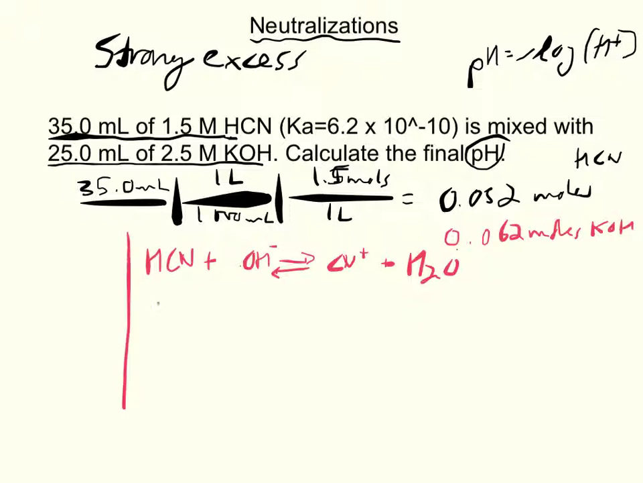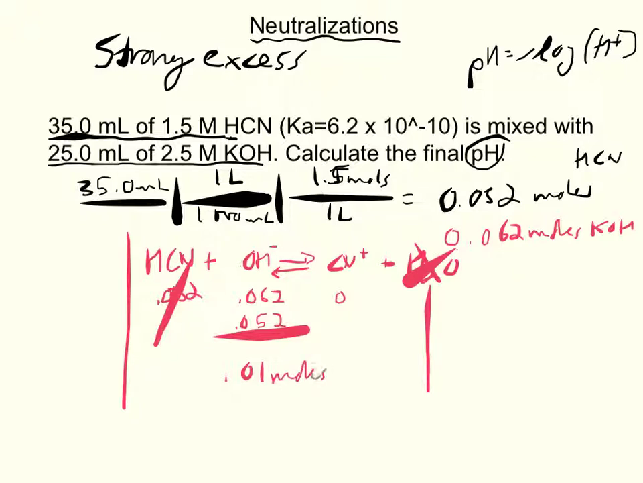Okay? We have 0.052, we have 0.062, 0. This is our unknown. We don't care about it because it's a liquid. So which is going to react? Which do we have less of? Well, we have less of the HCN, so all of this is going to get used up. So the 0.052 moles of the HCN are going to react with the 0.062 moles of hydroxide, leaving 0.01 moles of OH minus.